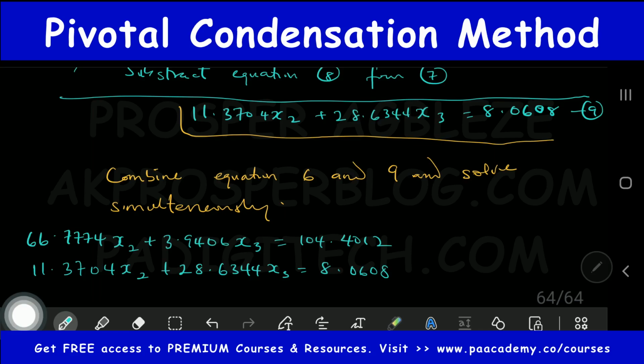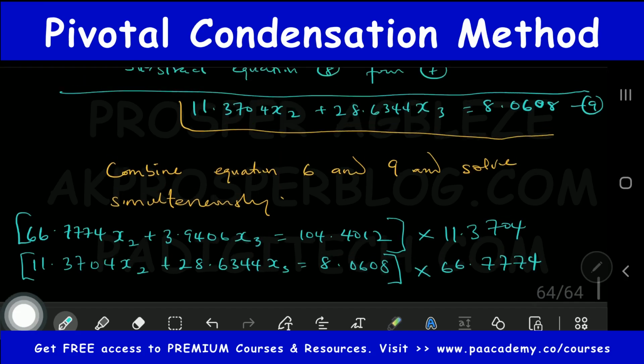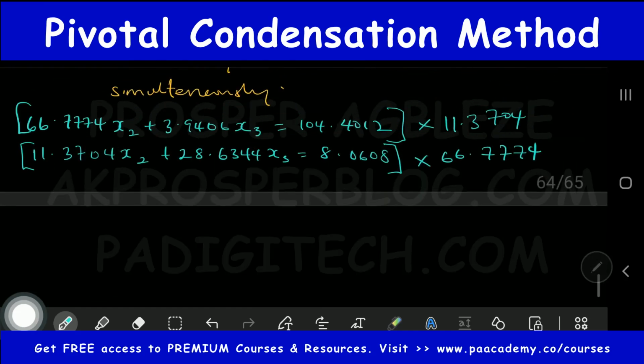So what I want to do is, you can decide to do that of x2 or x3. But I want to start with, I want to cancel out x2. And for us to achieve that, we need to multiply all of this, our equation 6, by this value. That will be times 11.3704. The same thing we are going to do is multiply everything in our equation 9 by this 66.7774. All right, so if you do this correctly, let me just go ahead and put in the values.